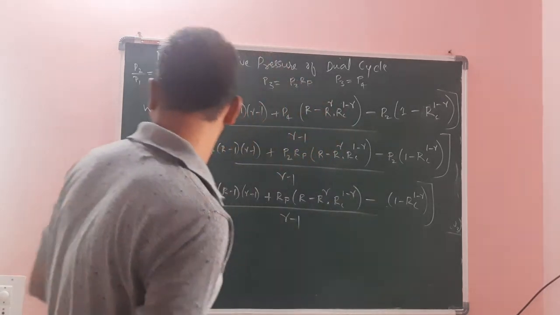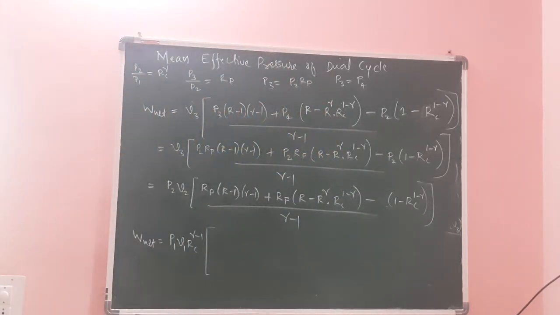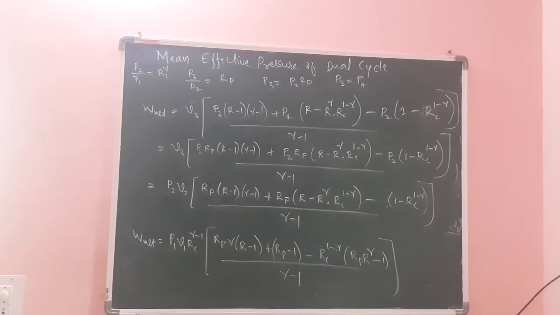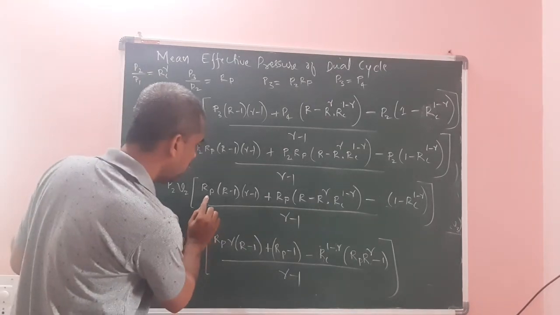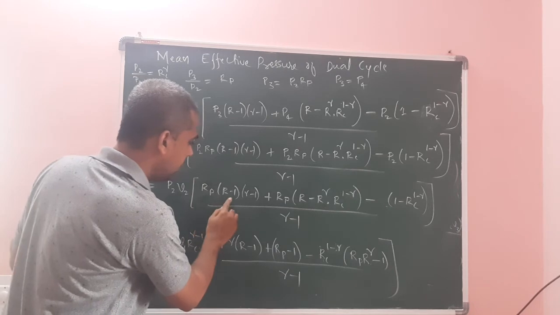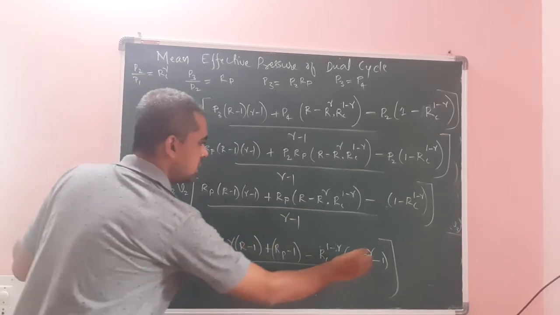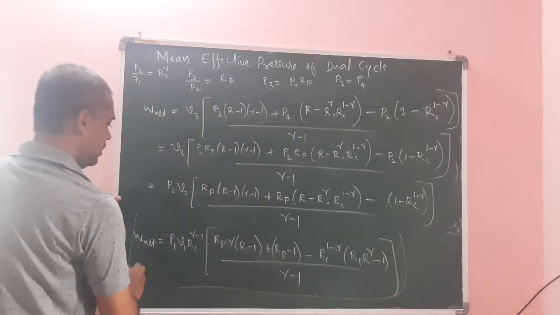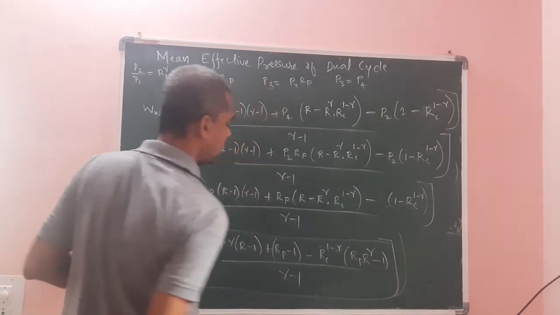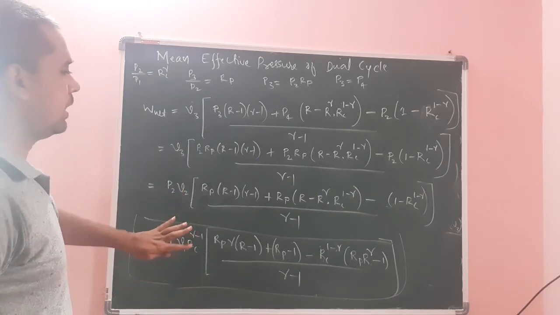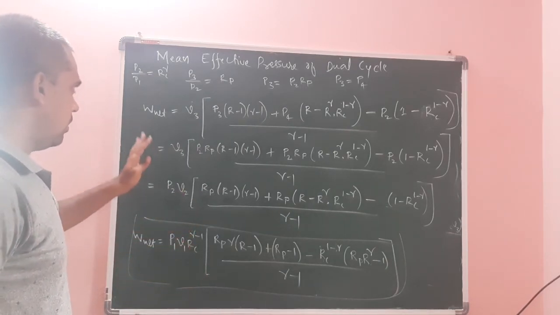That you do because it will take a lot of time. Therefore, I will write after, if you multiply and if you take common. As I told now, if you multiply each term and then if you take common, you will get W net is equal to this expression. Okay, now we will calculate mean effective pressure.